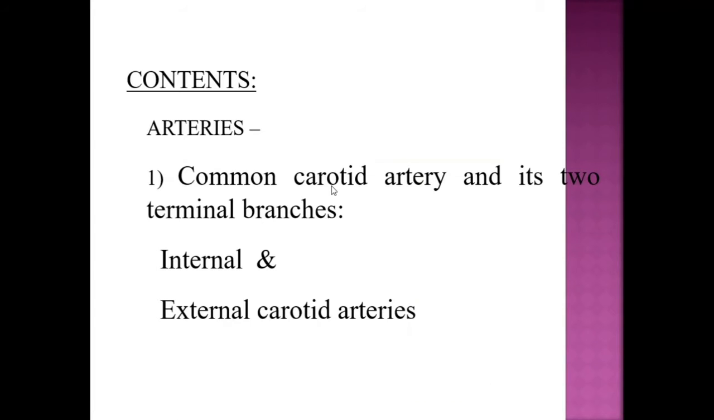Contents of the carotid triangle. Carotid triangle contains a number of important structures, but mainly the carotid system of arteries. That's why it is called carotid triangle. So first we will see the arteries. Common carotid artery and its two branches, internal and external carotid arteries. In fact this name of the triangle is derived from the main arterial trunks of the neck.